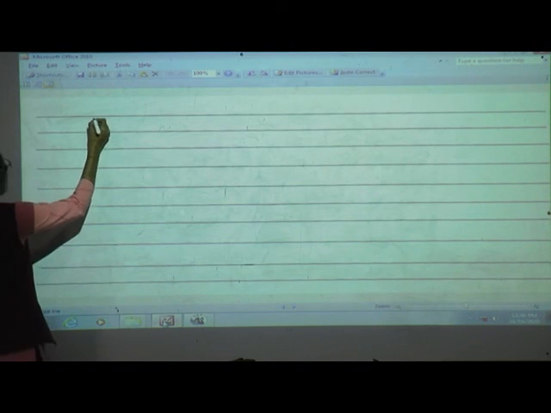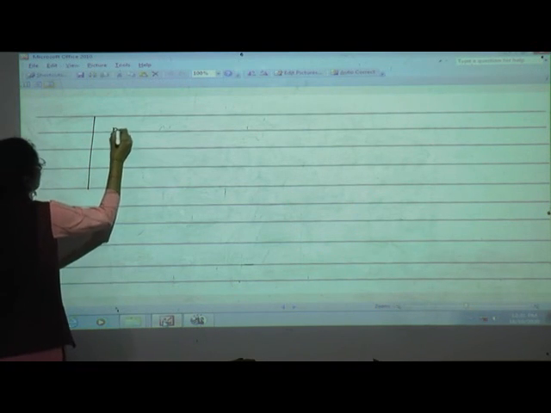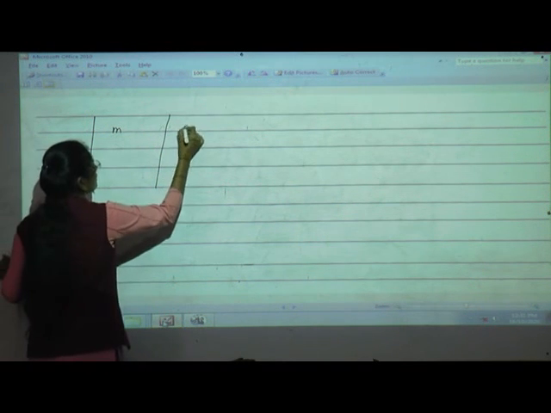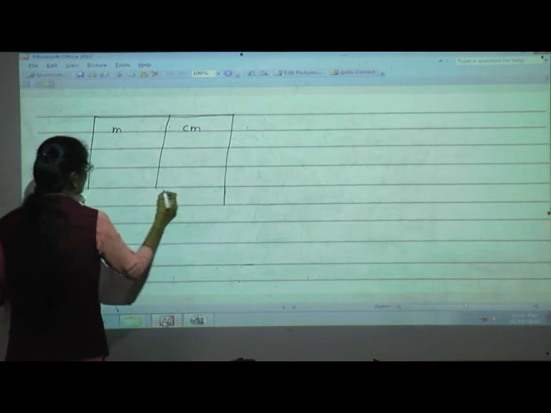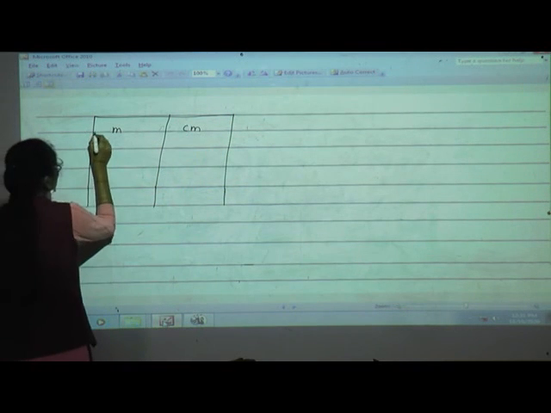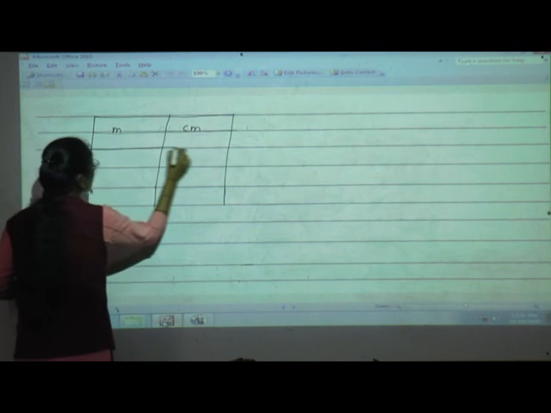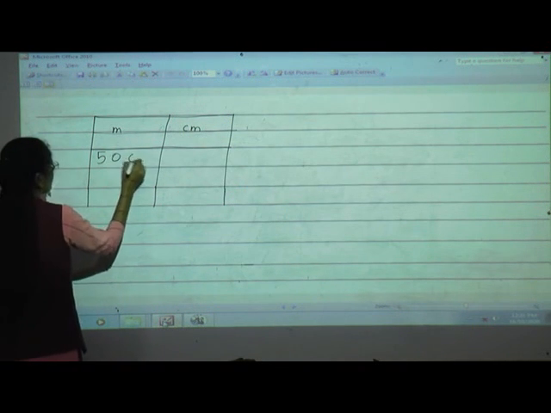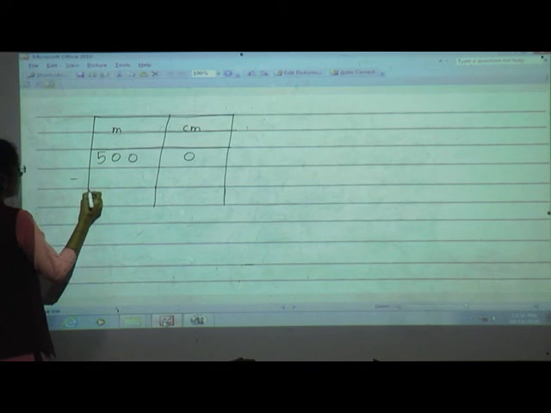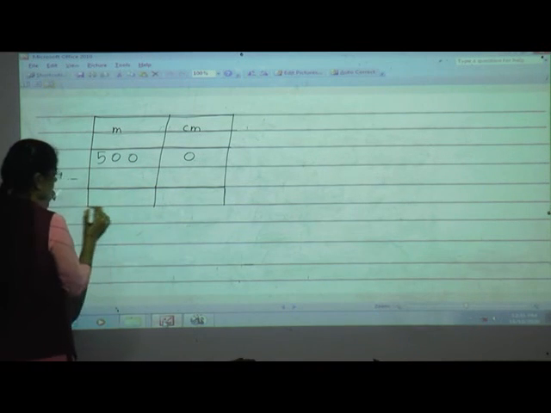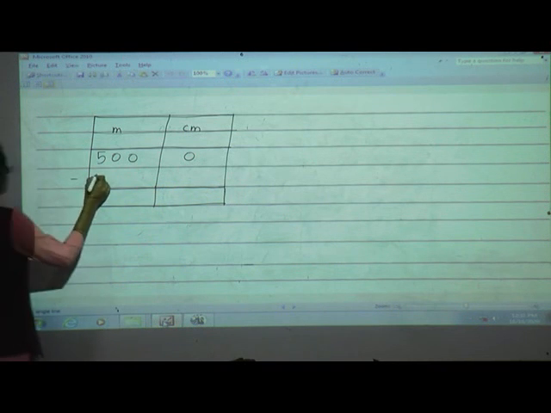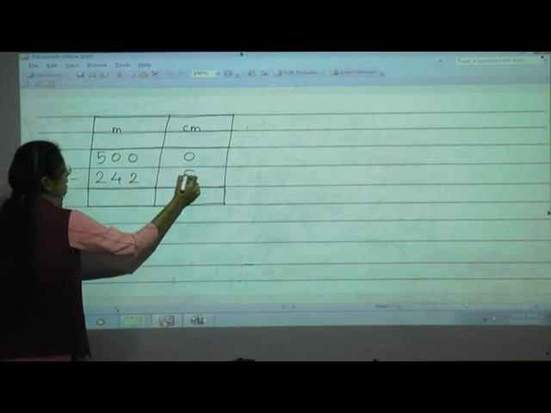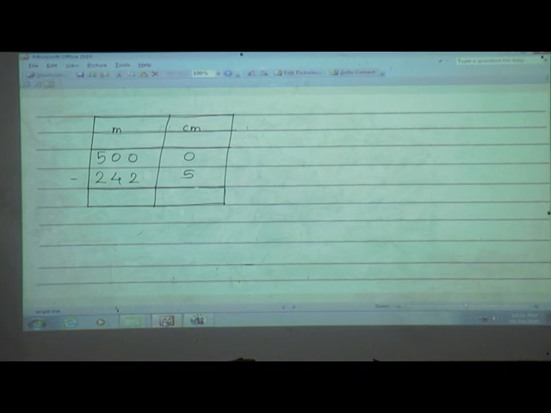Initially the tailor had 500 meter, so here we will make two columns, that is meter and centimeter. The total length was 500 meter, so we'll write here 500 and here we'll write 0. Out of that 500 he used for stitching 242 meter 5 centimeter. Now we'll do the subtraction, then we will get the thread which is left with the tailor.